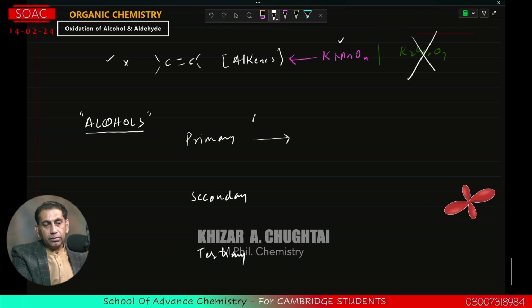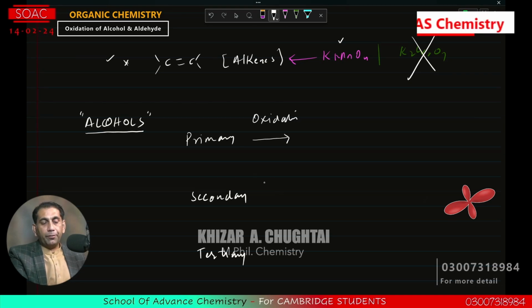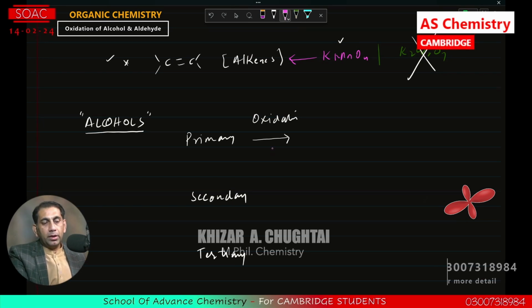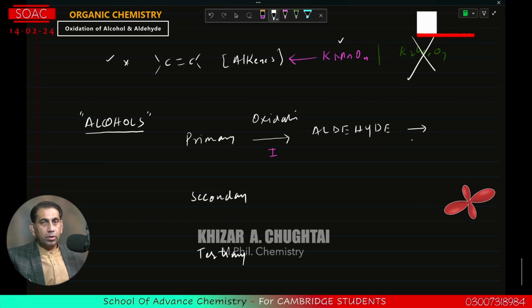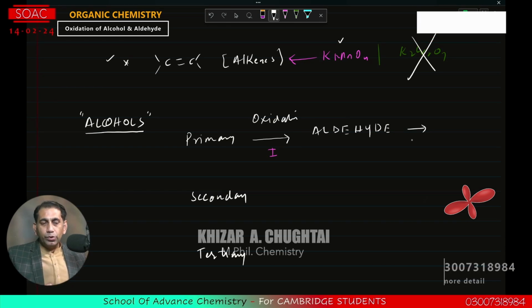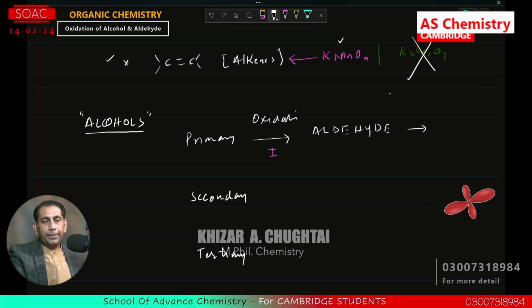Upon oxidation of primary alcohol, in stage number 1, it makes aldehyde. All primary alcohols, in the first step, are supposed to make aldehyde.